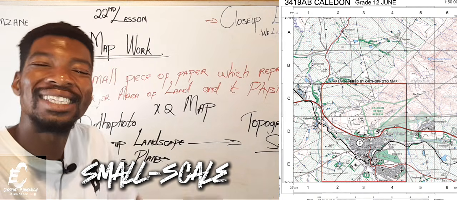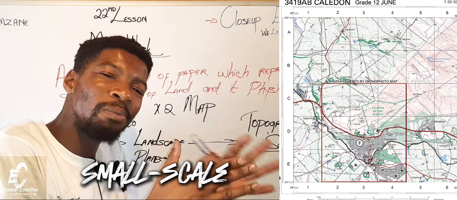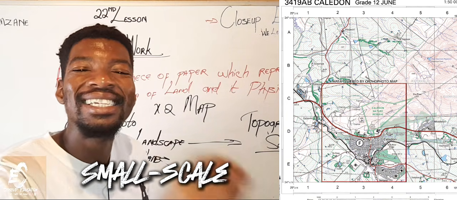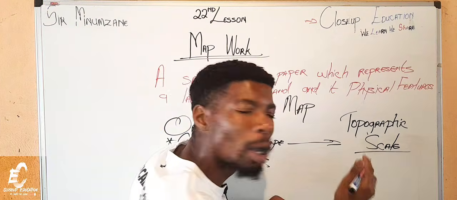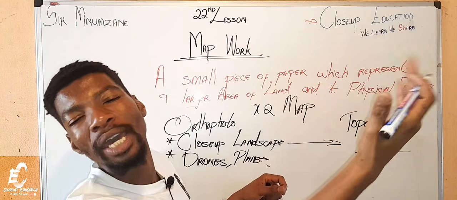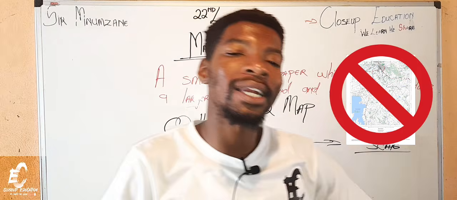Because this one obviously takes a lot, it has to have a small scale so we can shrink the real distance on the map. So in a topographic map, the scale which you find on your map, when you're looking at the map, guys, I do not have maps right now.